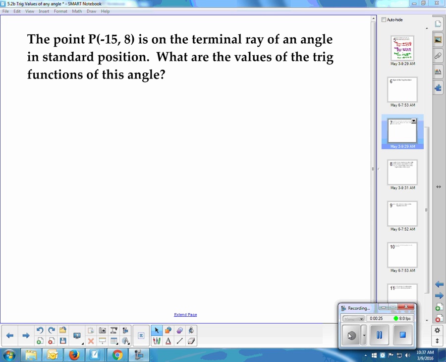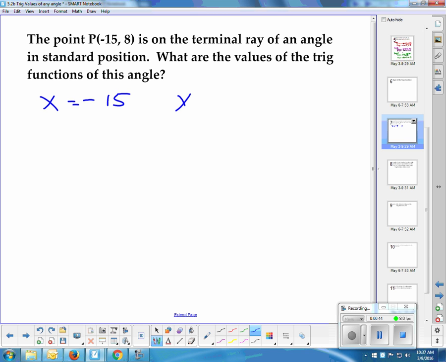Our first example: the point P with coordinates negative 15, 8 is on the terminal ray of some angle in standard position. What are the values of the trig functions of this angle? To calculate the values of the trig functions, we really only need three values. We need the value of the x-coordinate, the value of the y-coordinate, and the value of the radius. What radius, you might ask? Well, the radius of the circle.